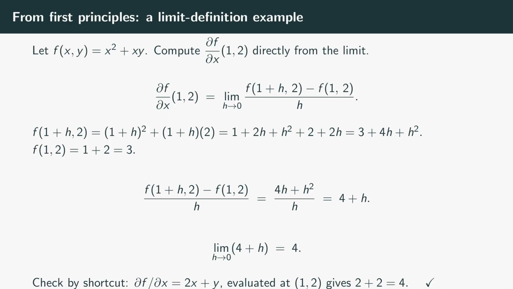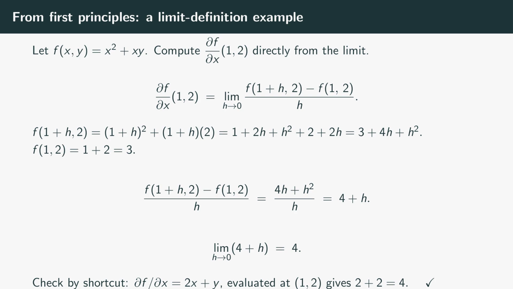By definition, that is the limit as h goes to 0 of f of 1 plus h, 2 minus f of 1, 2, all divided by h. Plug in. The first term, f of 1 plus h, 2: square 1 plus h to get 1 plus 2h plus h squared. The second piece, 1 plus h times 2, expands to 2 plus 2h. Add: 3 plus 4h plus h squared. Now the other piece, f of 1, 2, that is 1 squared plus 1 times 2, which is 3.